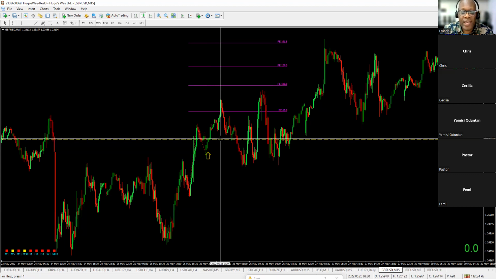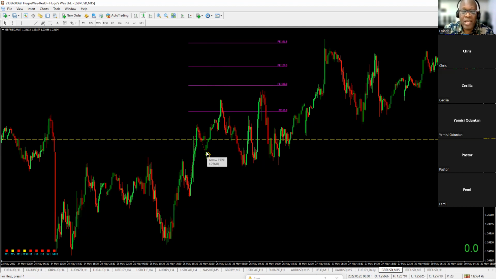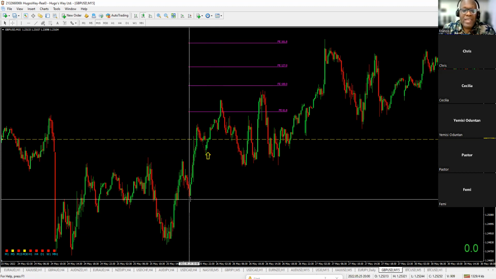Obviously, your entry was here. If you didn't get out of this trade, it would have come back past your entry. You will now be in a drawdown. But guess what? Knowing where to place your stop loss, that's the swing. You will place it below the swing. So this is basically where you would want to place your stop loss.